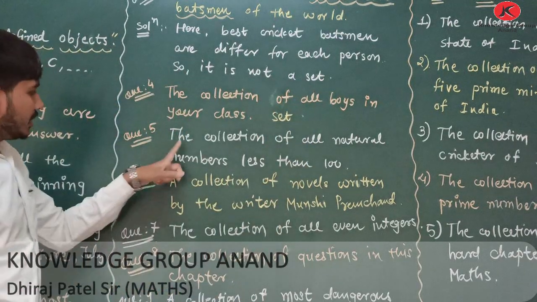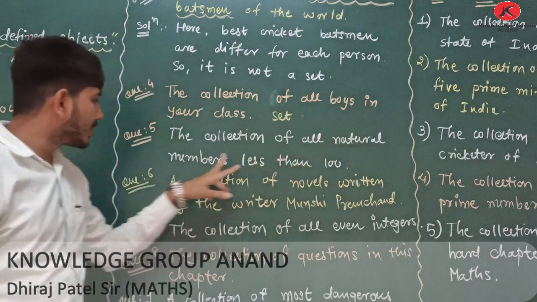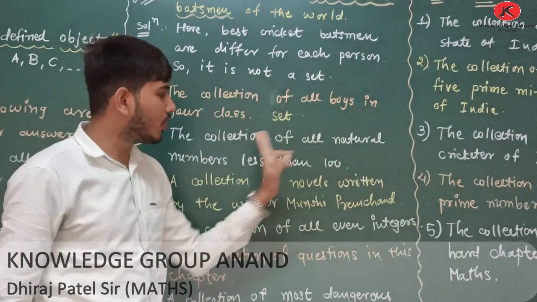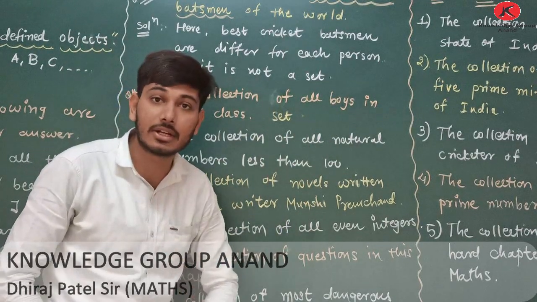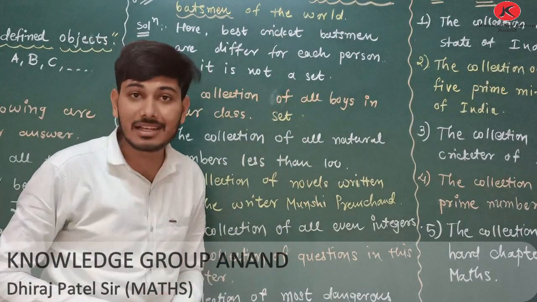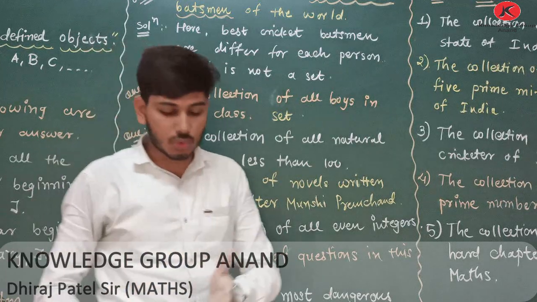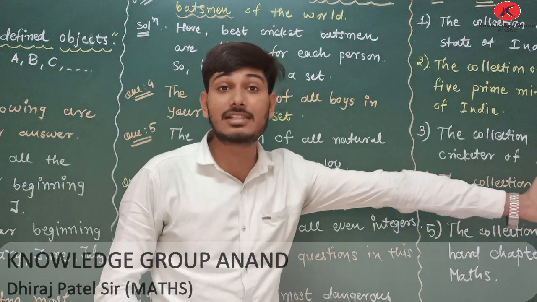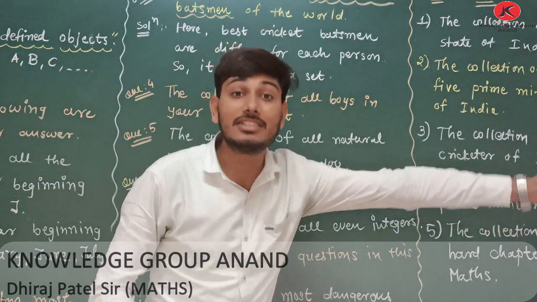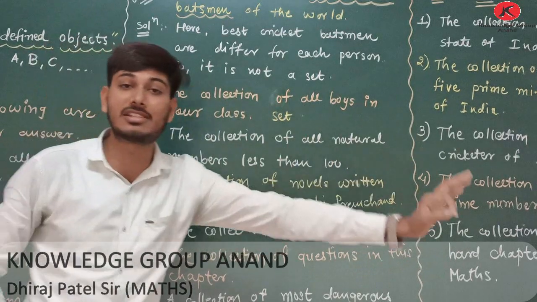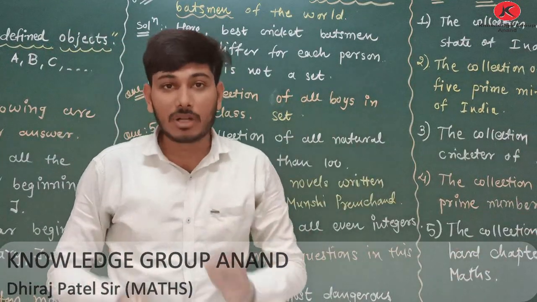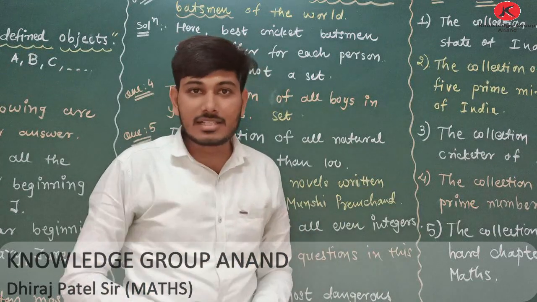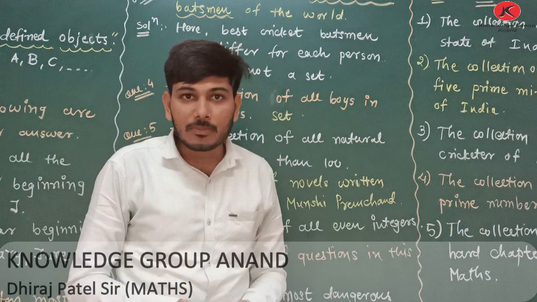Now, the collection of all natural numbers less than 100. That means 1, 2, 3, 4, 5, 6, 7 up to 96, 97, 98 and 99. Less than 100 means 99 is the last. So 1 to 99, all natural numbers are there. This is the answer according to me.